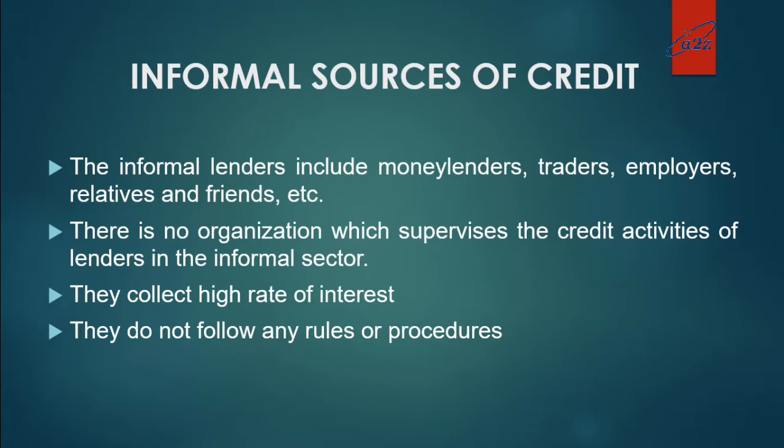Informal sources of credit. The informal lenders include money lenders, traders, employers, relatives, and friends. There is no organization which supervises the credit activities of lenders in the informal sector. They collect a high rate of interest. Also, they do not follow any rules or procedures. These are the two main sources of credit.